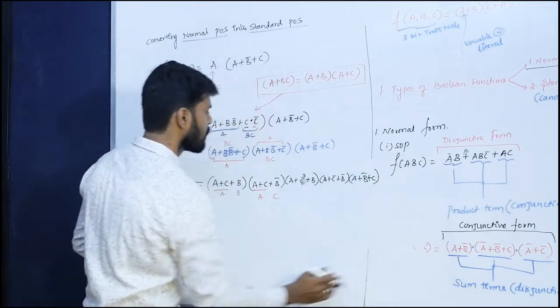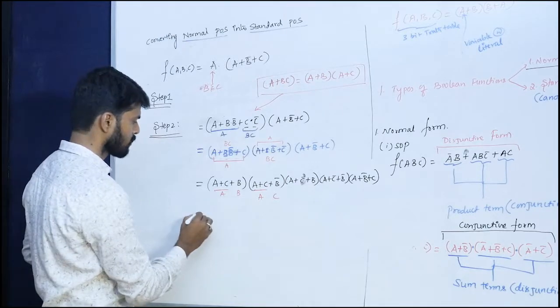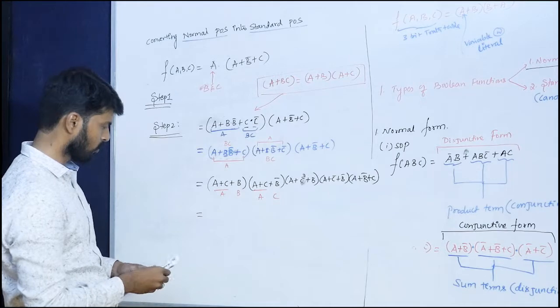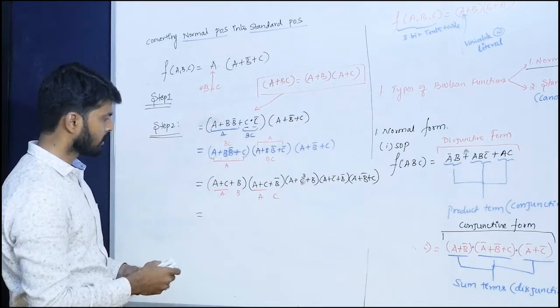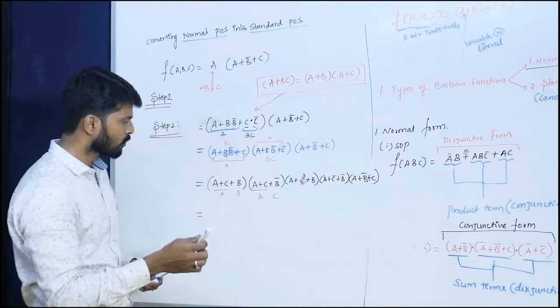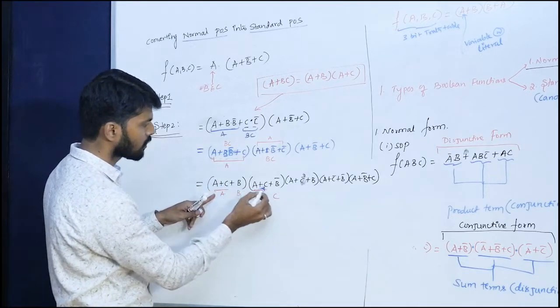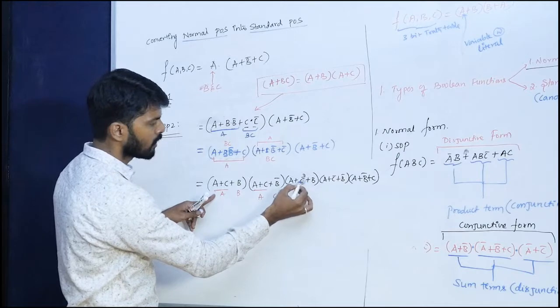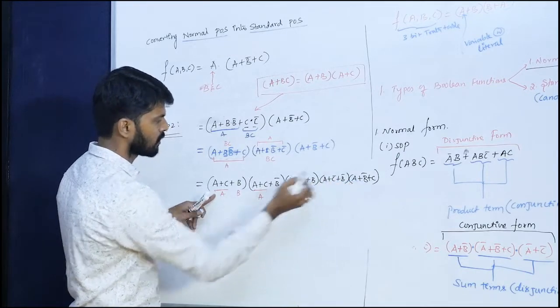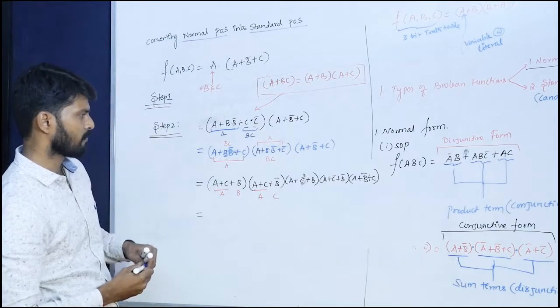So now after applying this, it comes in the normal form. So we need to go to step 4. In step 4, we need to eliminate the repetitive term. In this, A plus C bar plus B bar, A plus B bar C, so which is the repetitive term in this case?